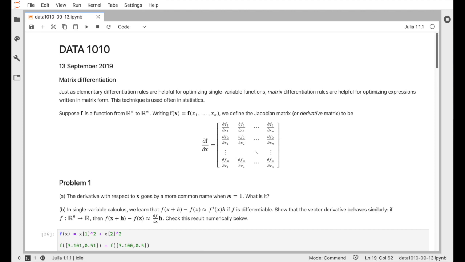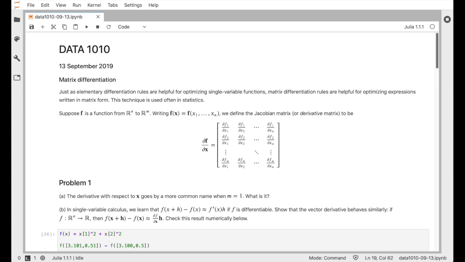The basic idea of matrix differentiation is that we want to have rules that allow us to manipulate expressions defined in vector or matrix terms in the same way that in single variable calculus you learn rules to differentiate single variable functions, and those allow you to solve optimization problems, for example, by differentiating and solving for the derivative being equal to 0. So we're going to start out by talking about what the derivative of a multivariable function is.